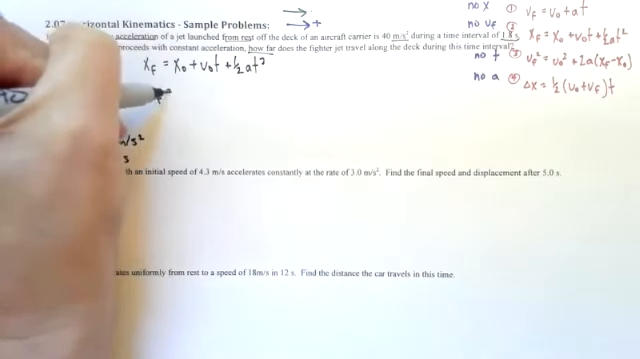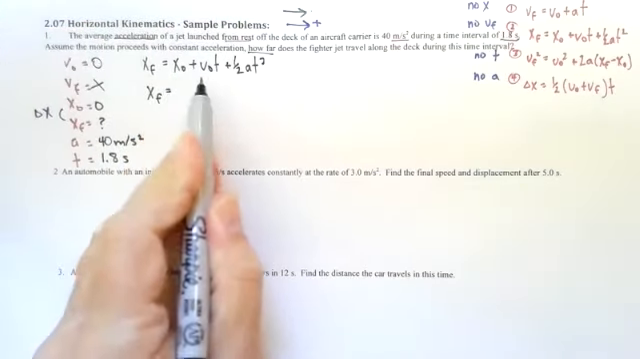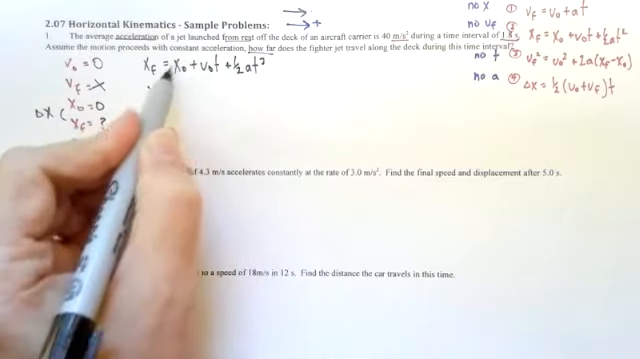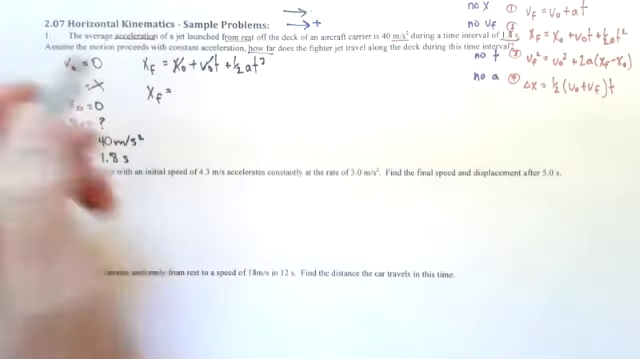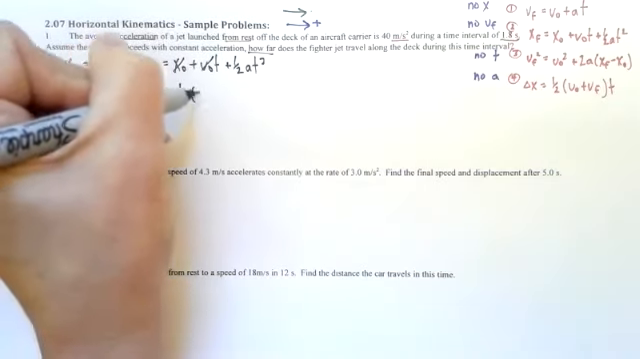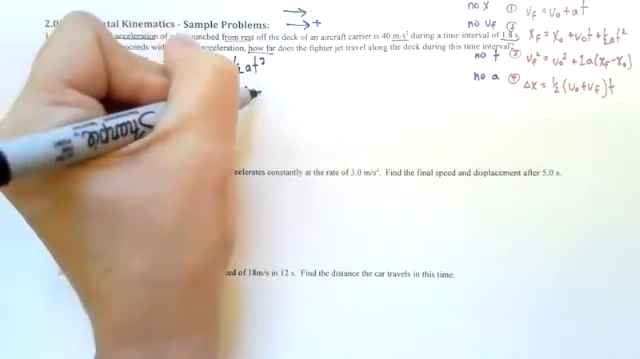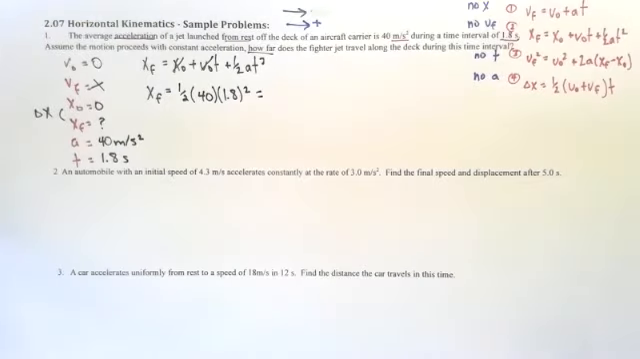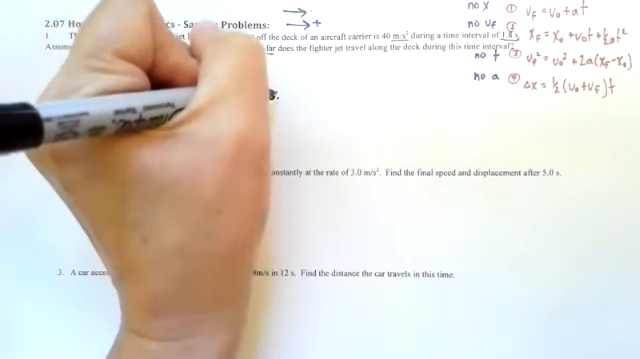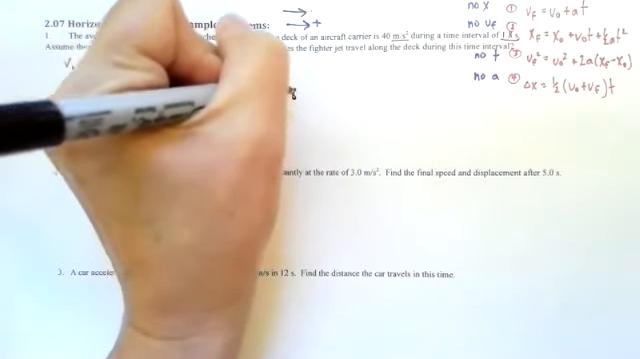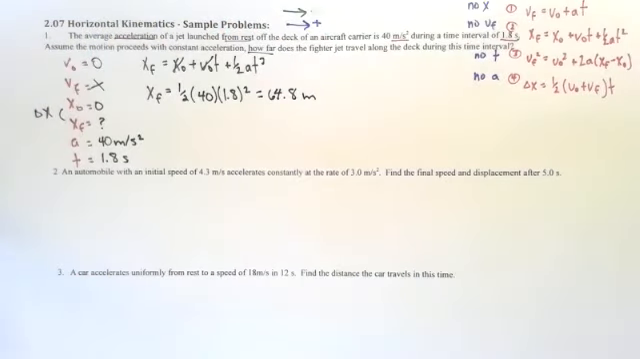So when I plug in my variables, this is 0, this is 0, so these terms are just going to go away. And it becomes 1/2 times 40 times 1.8 squared. And when I do the algebra, I find out that that is 64.8 meters. All right, sample problem number 1. Let's take a look at sample problem number 2.